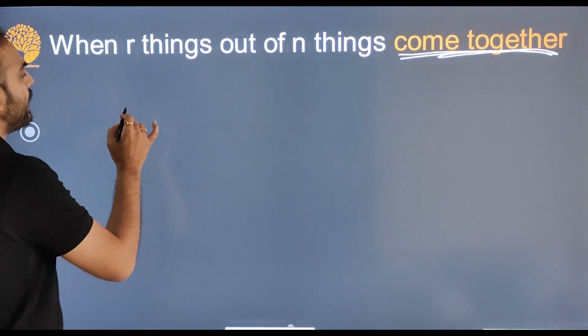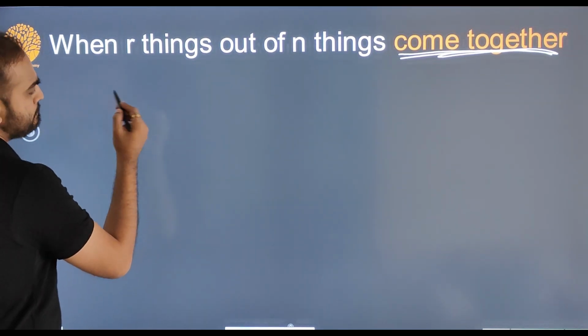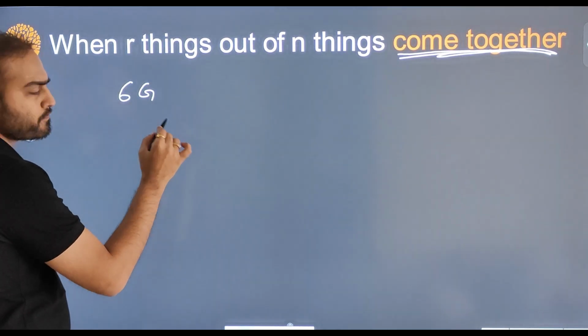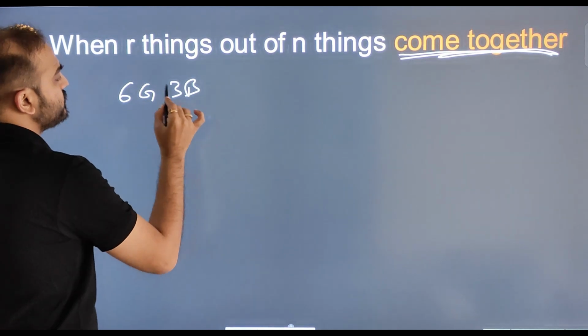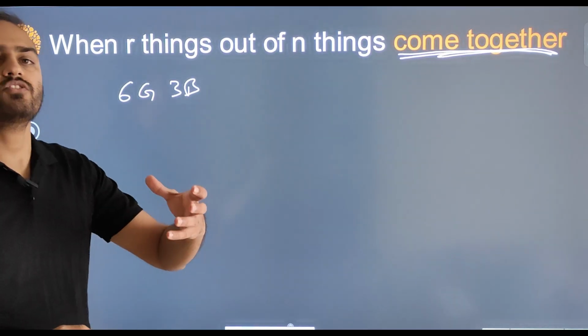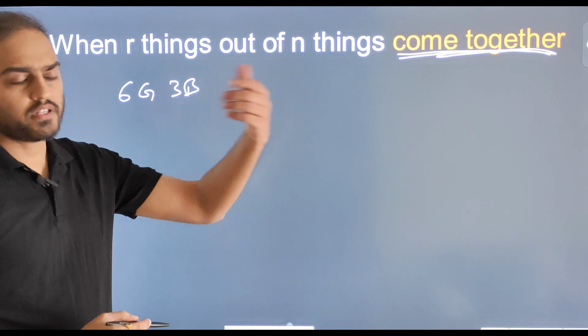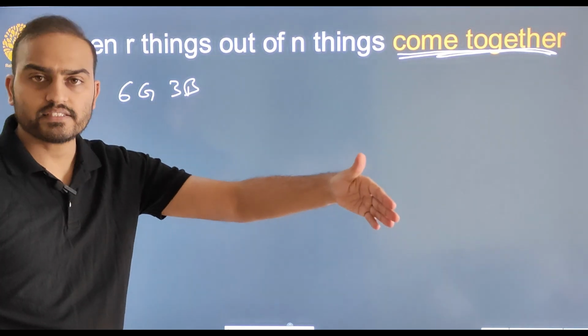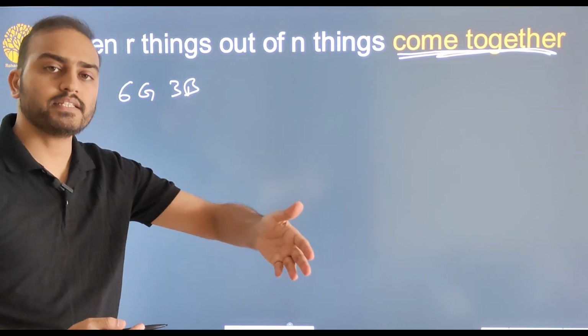So say we have 6 girls and 3 boys. Okay, so we have a group, 6 girls, 3 boys. They are going to watch a movie. So they'll sit in 9 seats.